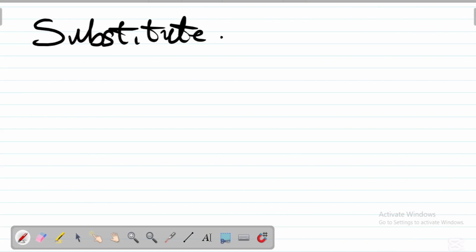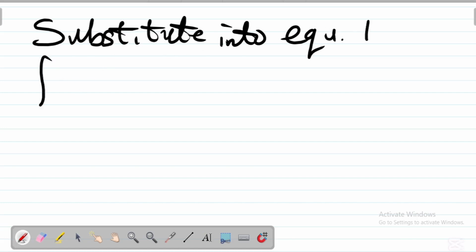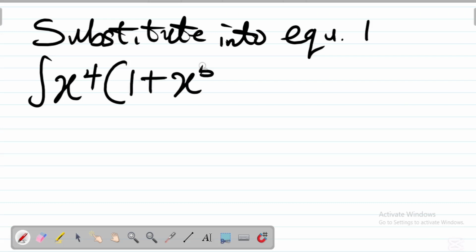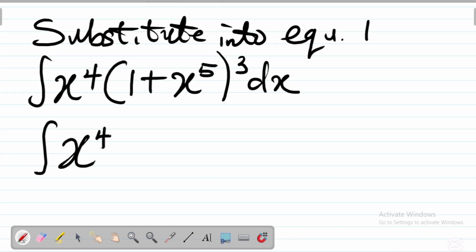Our next task is to substitute into equation 1. And equation 1 is x raised to the power 4 open bracket 1 plus x raised to the power 5 all raised to the power 3 and then dx. This is equation 1. So substituting into equation 1, we would have the integral of x raised to the power 4.